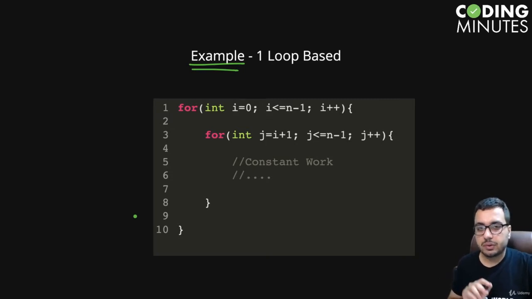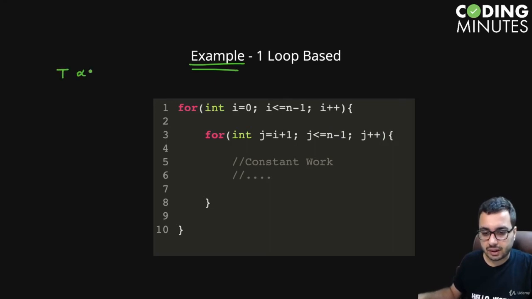We have two nested for loops. The first loop goes from i equal to 0 till i less than or equal to n minus 1, and i is incremented. Inside it we have another loop which starts from i plus 1 and goes till n minus 1, and j also gets incremented linearly, one by one. So we want to compute the time as a function of n.